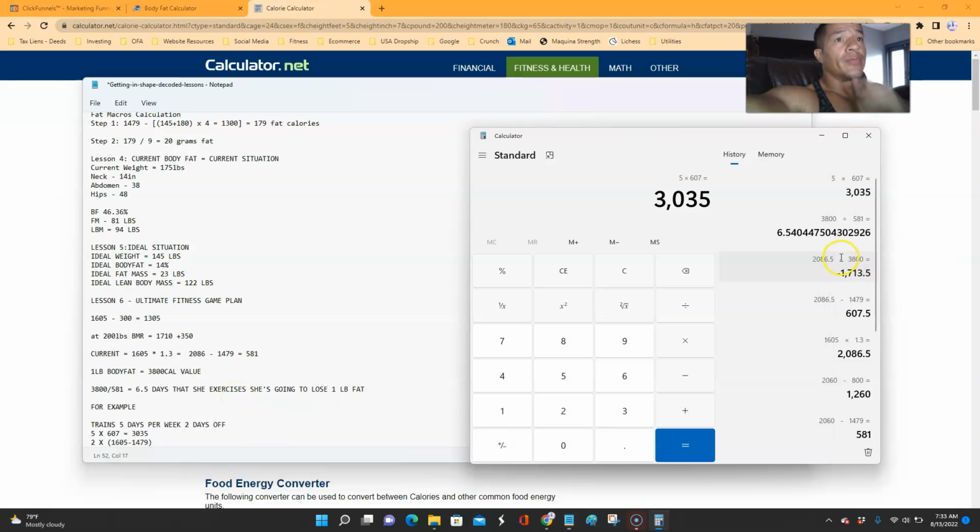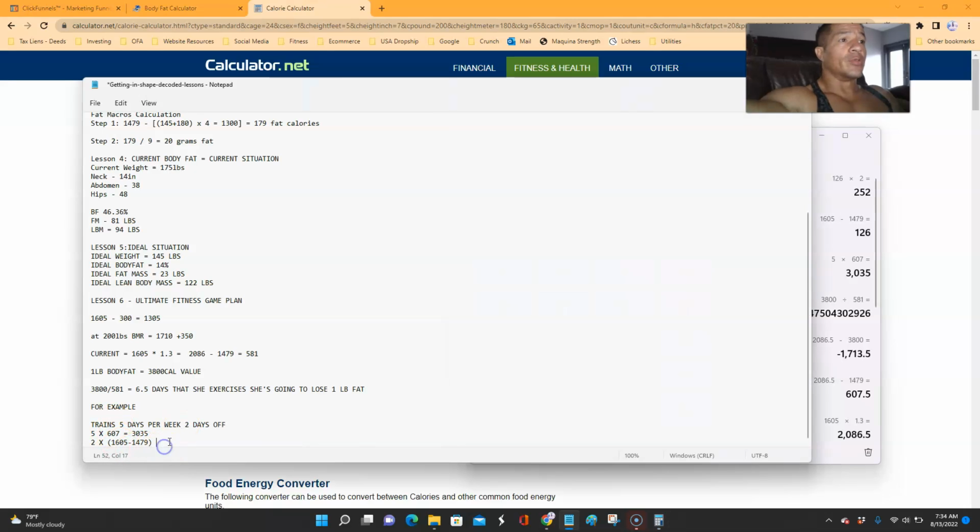So what is that? Let's do the math. First, we're going to go 1605 minus 1479. That's 126. And then we're going to multiply that times 2. So 252 calorie deficit.